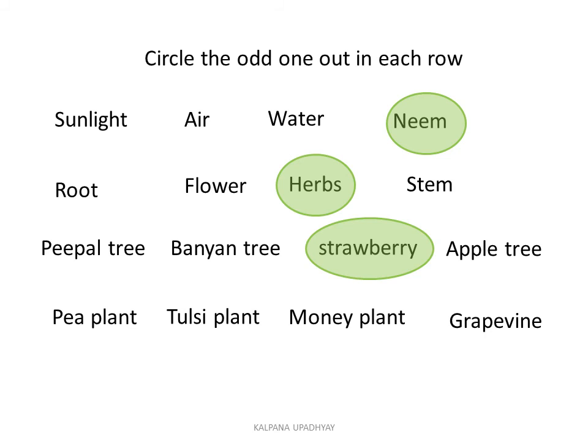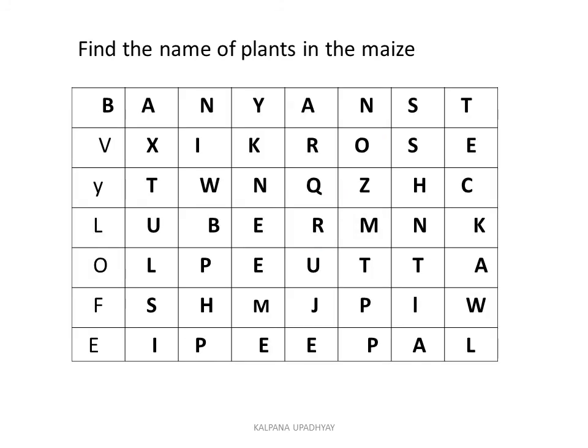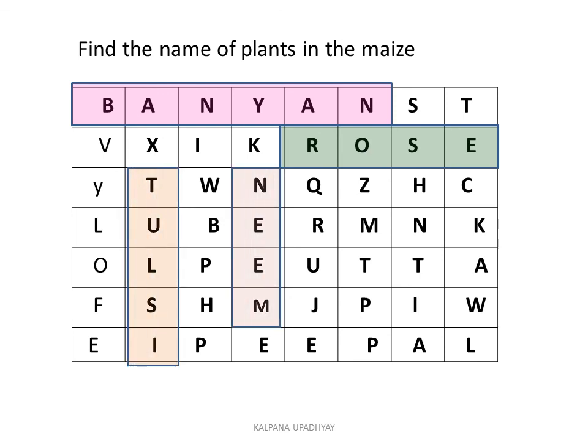Pea plant, tulsi plant, money plant, grapevine. Yes, tulsi is different because pea plant, money plant, grapevine are the climbers. But tulsi is a shrub. Find the name of the plant in the maze. Yes, banyan tree. Rose plant. Neem. Tulsi. Peepal tree.